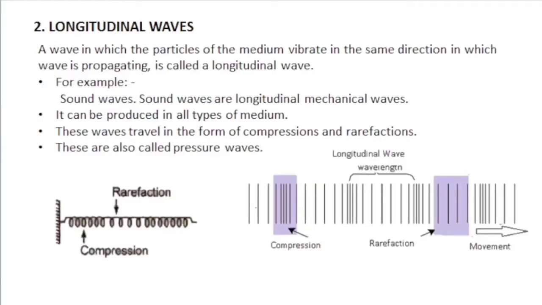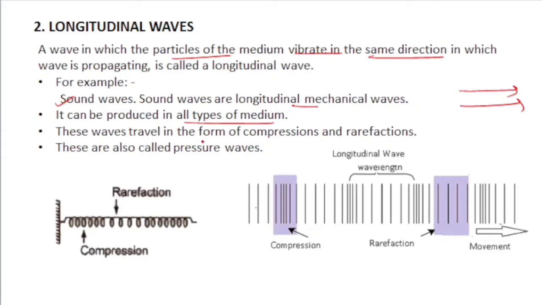Next one is longitudinal waves. What do you mean by longitudinal waves? In this one, the direction of propagation of wave and the particles of the medium vibrate in the same direction. Suppose this is the direction of propagation of wave and the particle is also vibrating in the same direction. So these types of waves are called longitudinal waves. For example, sound waves. Sound waves are longitudinal mechanical waves, right? And they can be produced in all types of medium, whether solid, liquid or gaseous. They can travel through all three mediums.